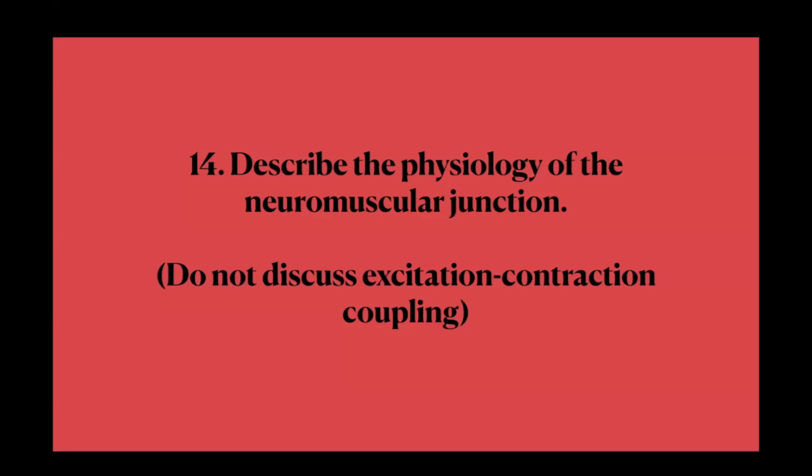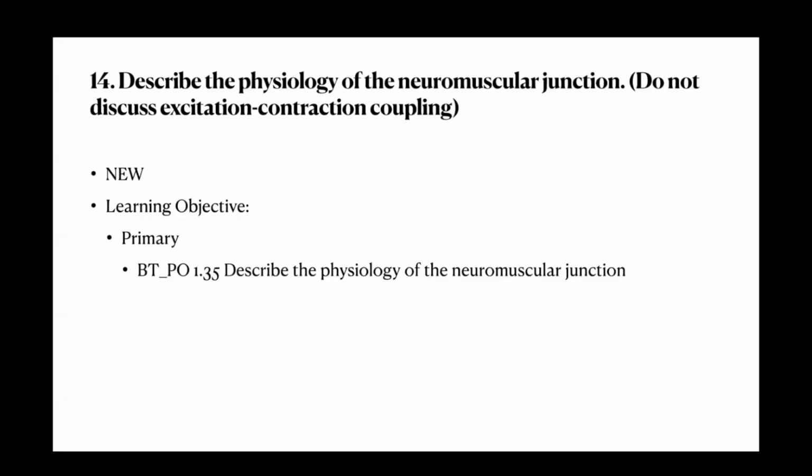Question 14, describe the physiology of the neuromuscular junction. Do not discuss excitation contraction coupling. Looks simple, but a brand new question. And brand new question, but based completely verbatim from a learning objective, primary BTPO 1.35, describe the physiology of the neuromuscular junction. And that's straight from there.